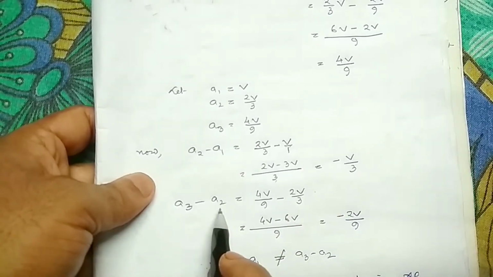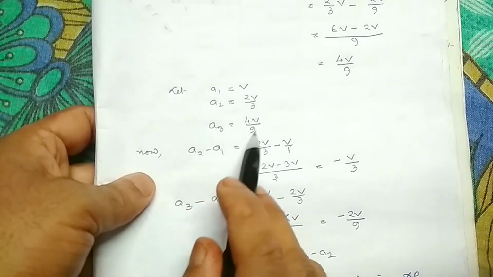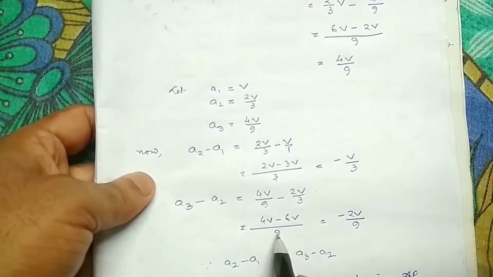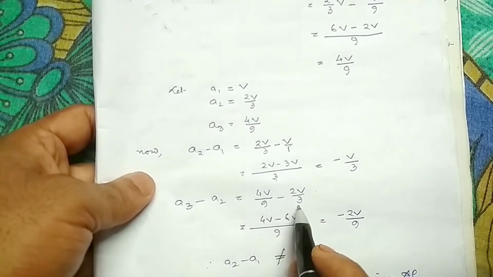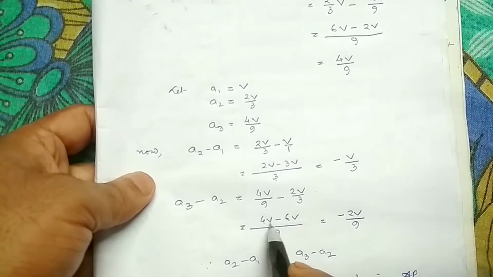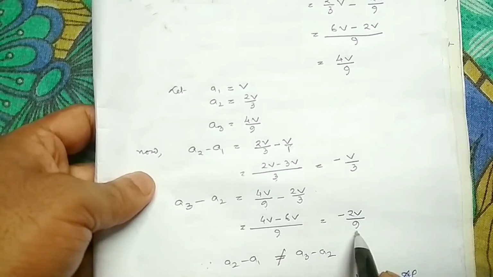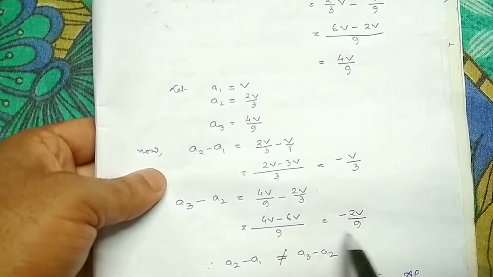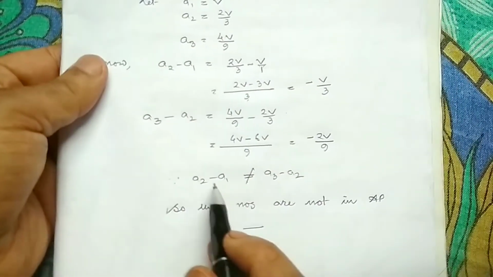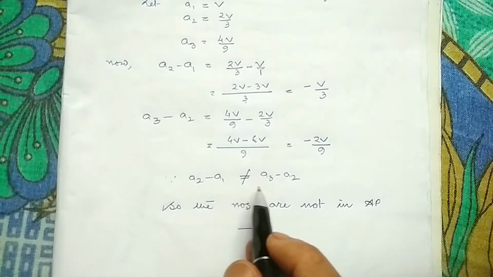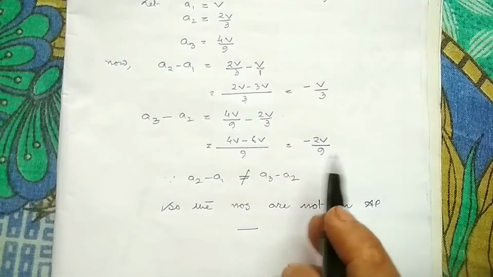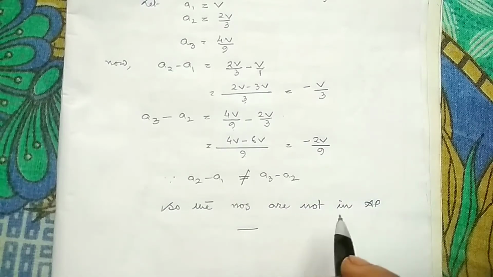Again, A3 minus A2, it will be this quantity minus 2v by 3. LCM will be 9. 9 divided by 9, 1, 4v minus 9 divided by 3, 3, 3 times 2v is 6v. This minus this, you will get minus 2v by 9. Now, as you can see, this quantity and this quantity are not the same. Therefore, A2 minus A1 is not equal to A3 minus A2. Since these two quantities are not equal, the numbers are not in AP.